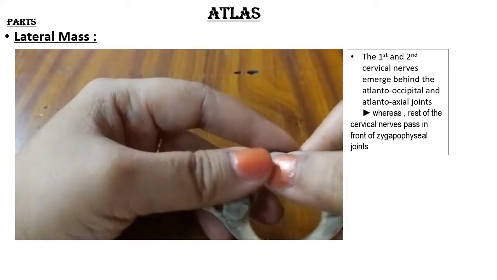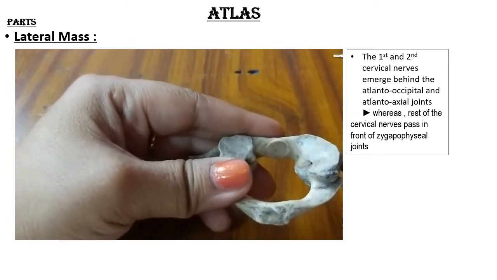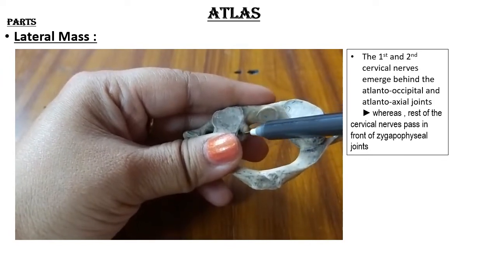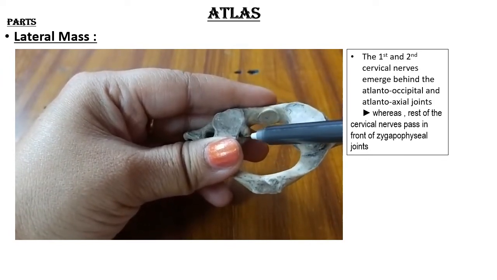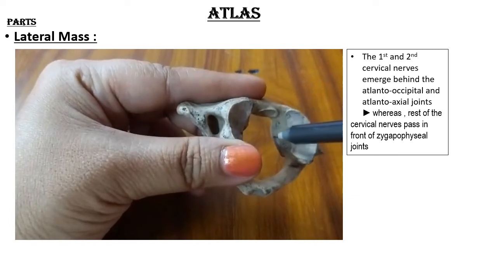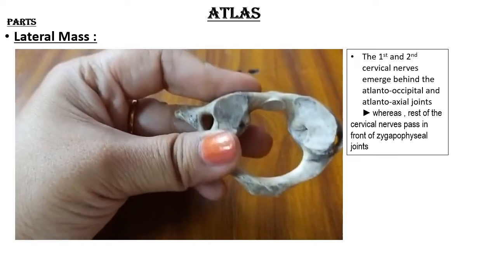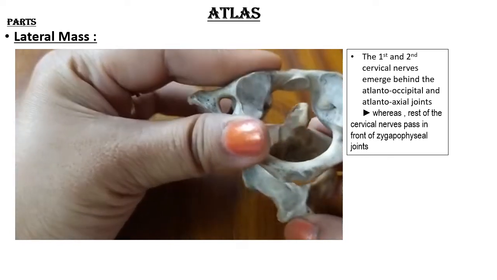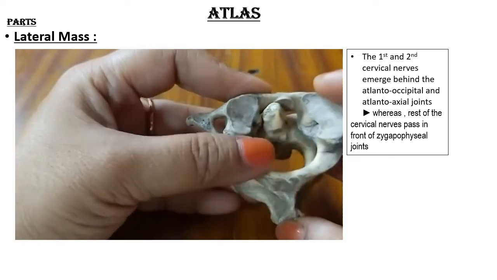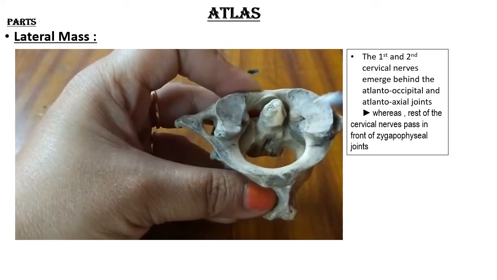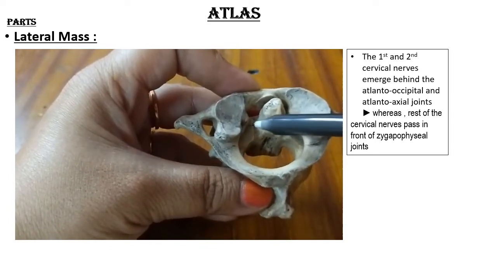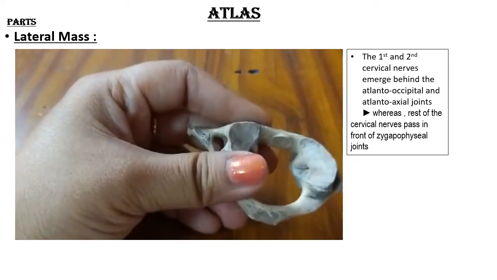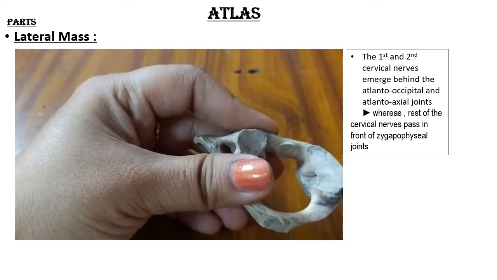Now, if you can see, there is a tubercle that projects medially from the lateral masses, and it gives attachment to the transverse ligament of the atlas, which passes behind the dens, separated by a bursa, and retains the dens in its position.